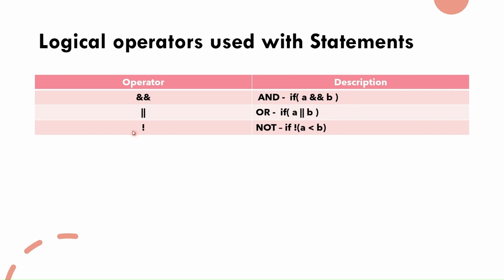The last one is exclamation mark, which is not. If A is smaller than B, even if it's true, because of the exclamation mark, it will turn it to false. So it is like a not. Whatever it evaluates, if it's false, it will turn it to true. If it's true, it will turn it to false. So it's kind of the opposite of the evaluation.